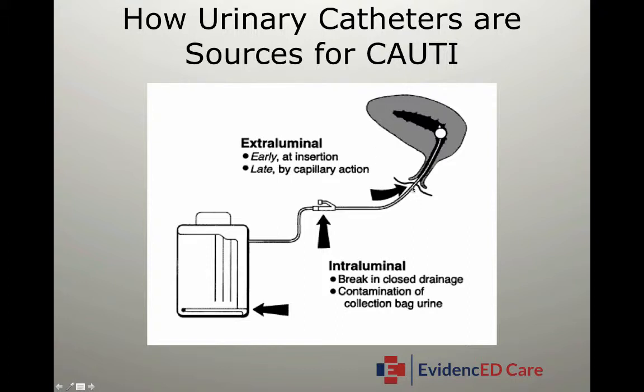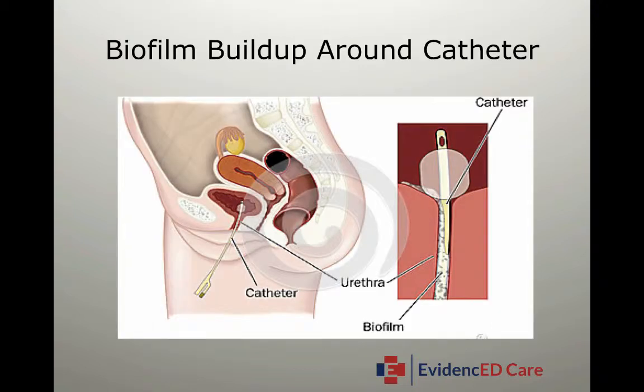First, at the insertion site, which seems obvious, but also along the collecting system from the tubing if there's breaks in it, and even from the collecting system if there's backflow at some point down the line. But even if we use perfect aseptic technique and the system is well maintained, we know that these urinary catheters still pose a risk for urinary tract infections over time.